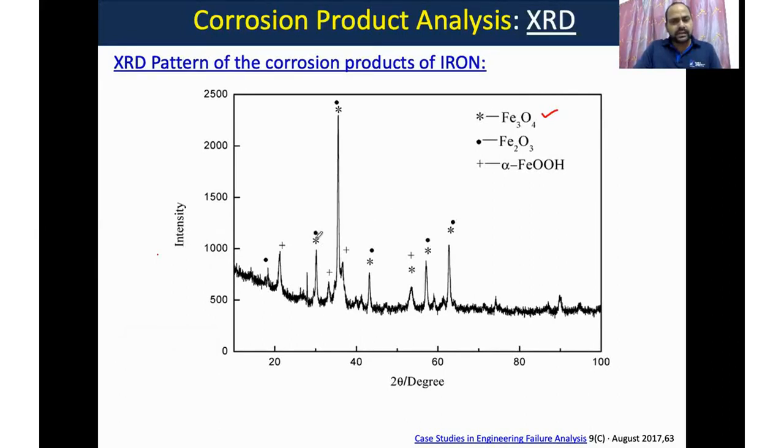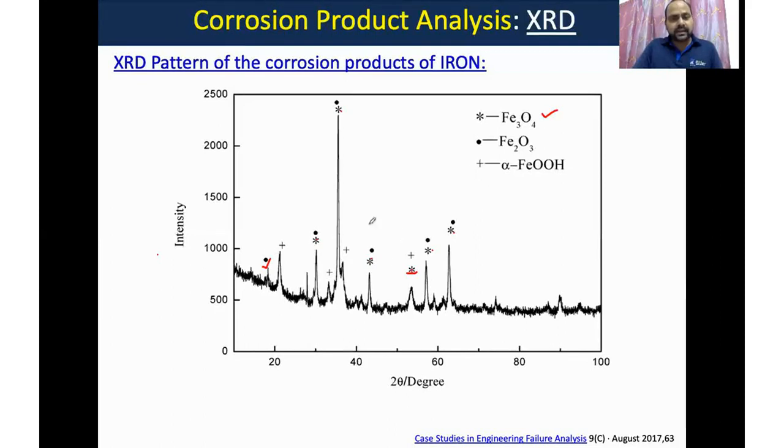this point, then this highest intensity point, this point, and this point. Similarly, the dot corresponds to Fe2O3, and many points are the same in the case of Fe2O3 and Fe3O4. Only one or two points are different. Let's say this is the one point, and similarly this is the Fe2O3 point. So both Fe3O4 and Fe2O3 phases are there.